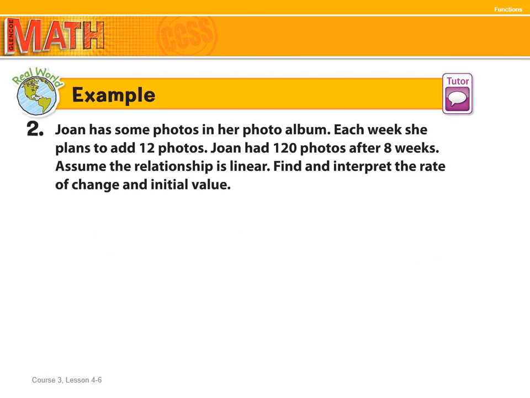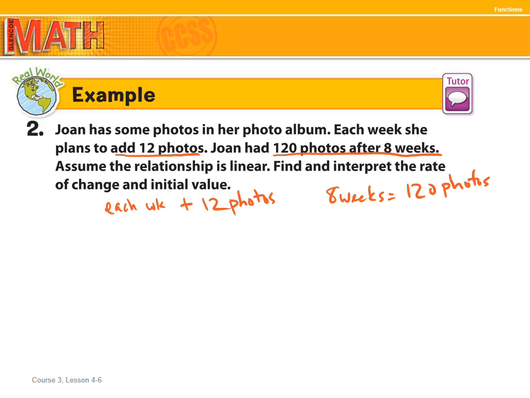Real world example number 2. Joan has some photos in her photo album. Each week she plans to add 12 photos. So let me write that down. Each week adding 12 photos. Joan had 120 photos after 8 weeks. So at 8 weeks, she has 120 photos.